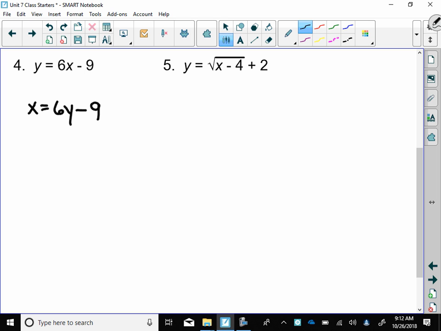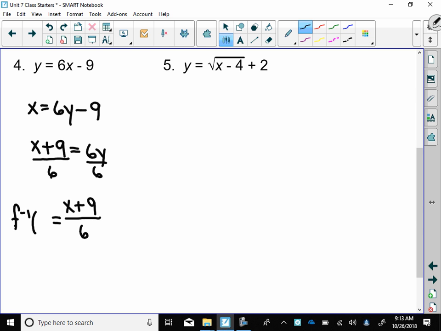So how do I do that? Add 9. And then divide by 6. So we're going to have x plus 9 over 6, and that's equal to the inverse. And we're going to label it with that proper notation.